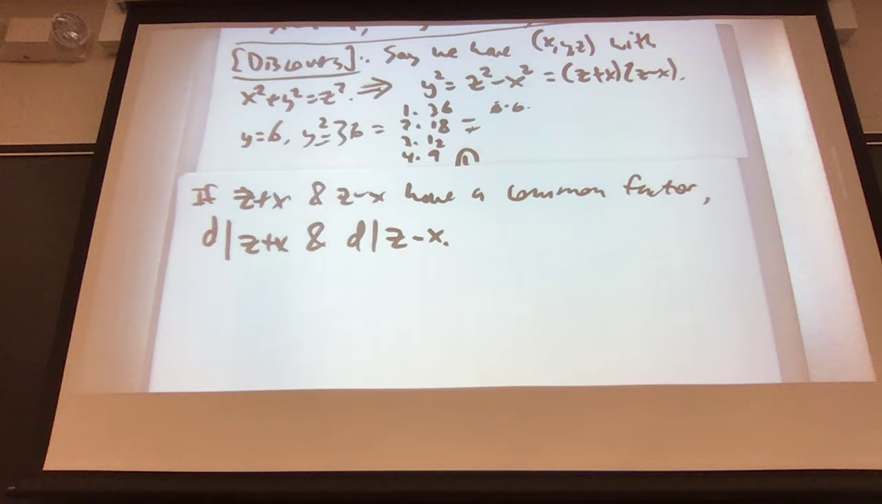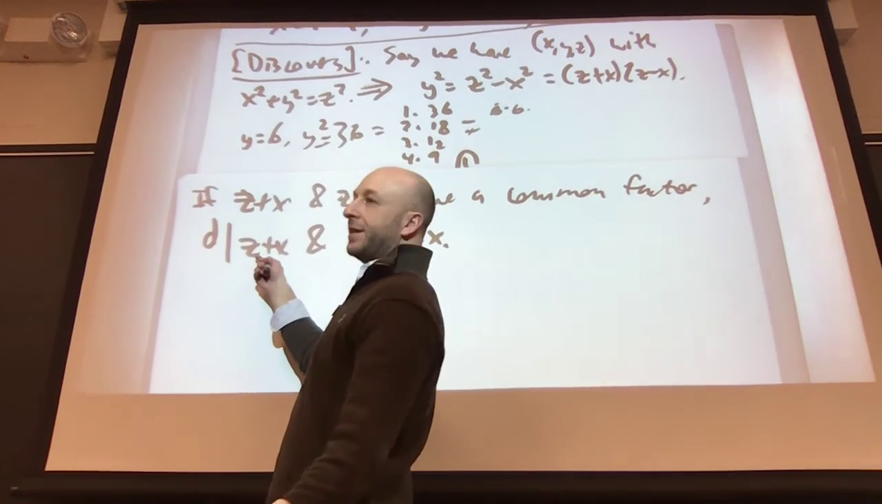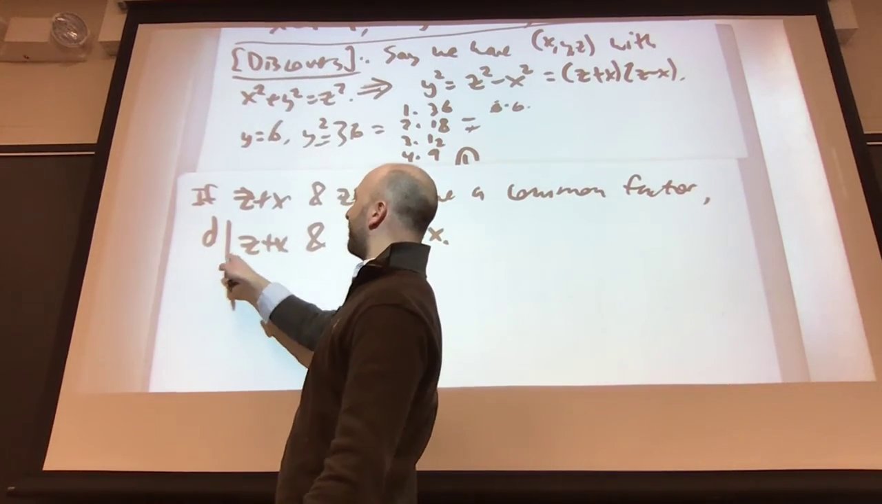Then they're not related anymore? They have a shared factor. So does everyone understand what this means? This means z plus x divided by d is an integer. Like 2 divides 6.